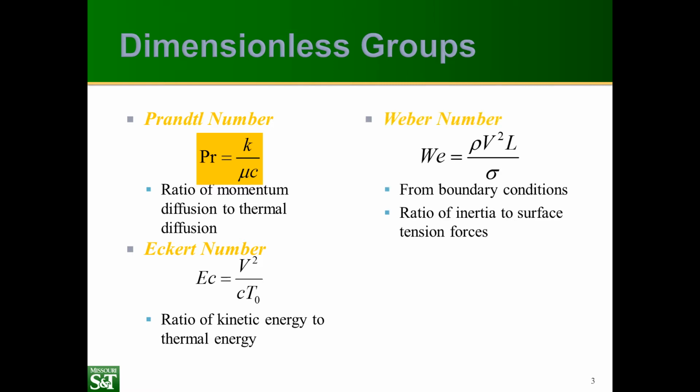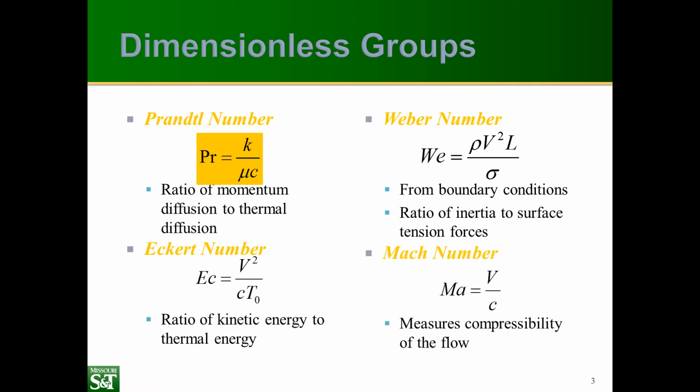We also have the Weber number. The Weber number comes from boundary conditions, and it's basically the ratio of inertia of the flow to surface tension forces. So the Weber number, the Froude number, the Euler number, and the Reynolds number are all talking about relating forces to inertia, force to mass, basically. The Weber number is important whenever there's an interface between two substances, two fluids, and it actually comes up in many problems from the boundary conditions.